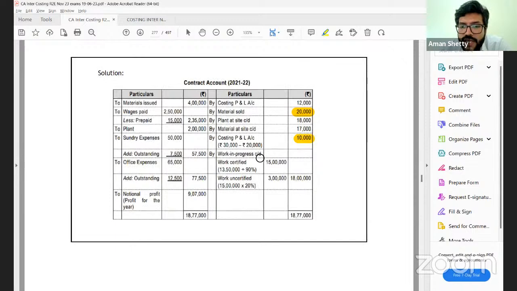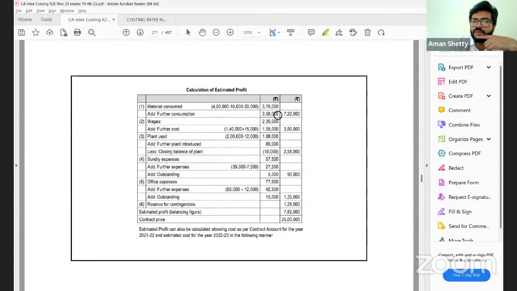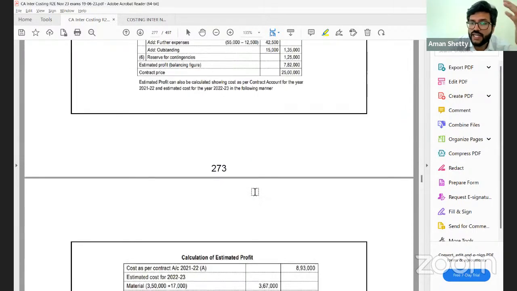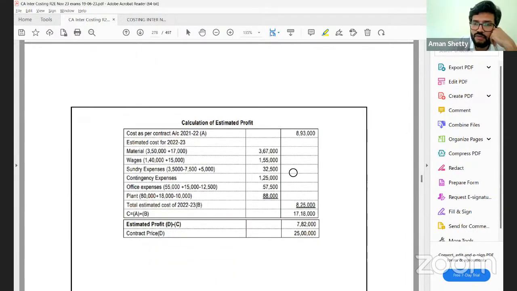Okay. Next, by work in progress carried down 15 lakh, then 3 lakh and 18 lakh. Okay, simple. Then estimated profit you do for the remaining period. Clear? Same problem, a practical question has come. I cannot do the entire problem. It's a lengthy problem, it will take some time. But I'm just glancing through it so that it refreshes your memory. The objective is that when you do it on your own, it should be a little faster than if you had not attended the R2C session.